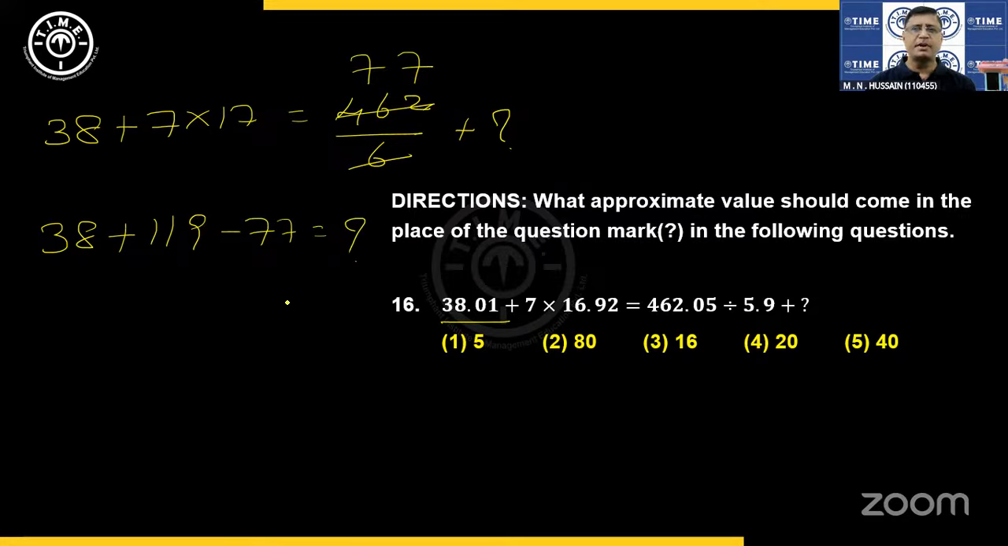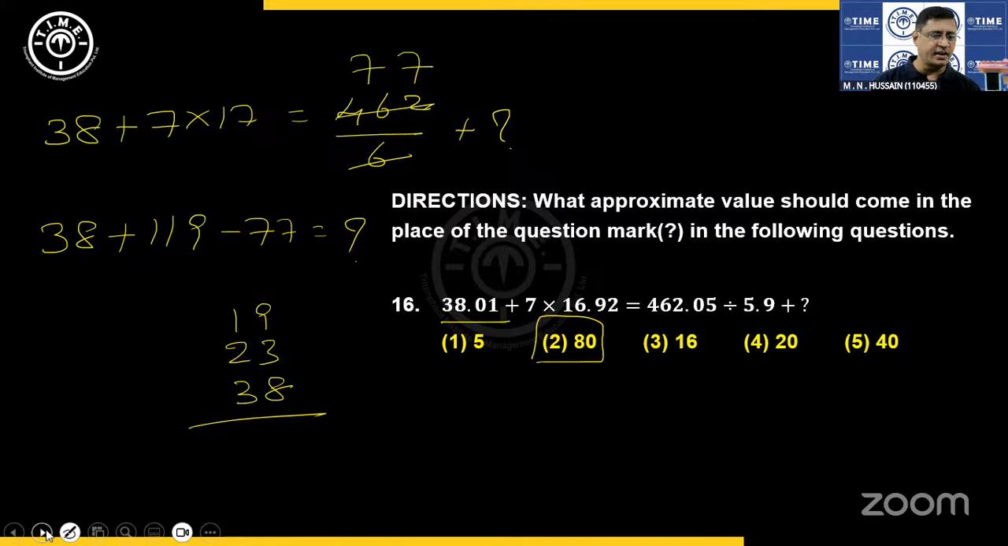Dear students, by using the complements, 77, how much is it less than 100? 23. 23 plus 19 plus 38. Now just add all these values. Now 30 plus 30 is 60. By adding all these, 20. 60 plus 20, that is 80. Right choice, option 2. Second choice is the correct answer.